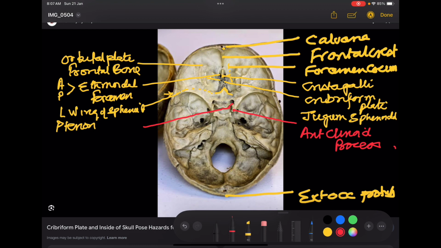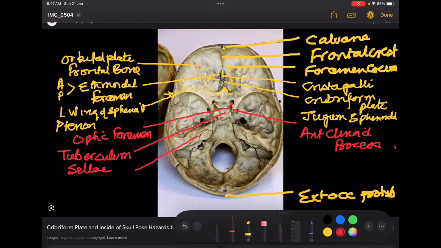This one, which passes the optic nerve. Then you have this projection like this, which is called the tuberculum sellae, because it's a tubercle. Then you have a concavity, which is here, which houses the pituitary gland, the sella turcica.